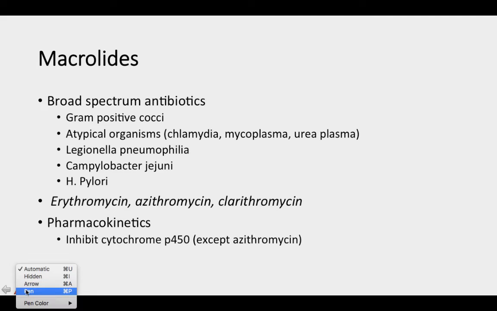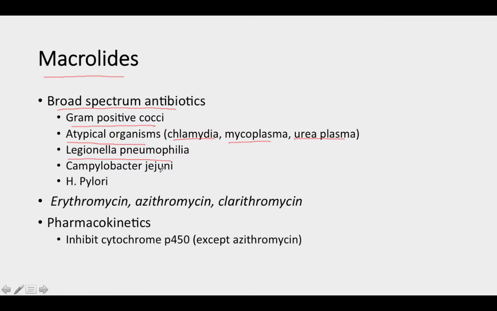Okay, so the next group of drugs, and a very important set of drugs that we use all the time, are the macrolides. And these are good broad spectrum antibiotics, and they have good activity against gram-positive cocci, but also atypical organisms such as chlamydia, mycoplasma, ureaplasma. And again, like the tetracyclines, they come up as good options in the atypical pneumonia case. They also have good activity against Legionella pneumophila, Campylobacter jejuni, and H. pylori.